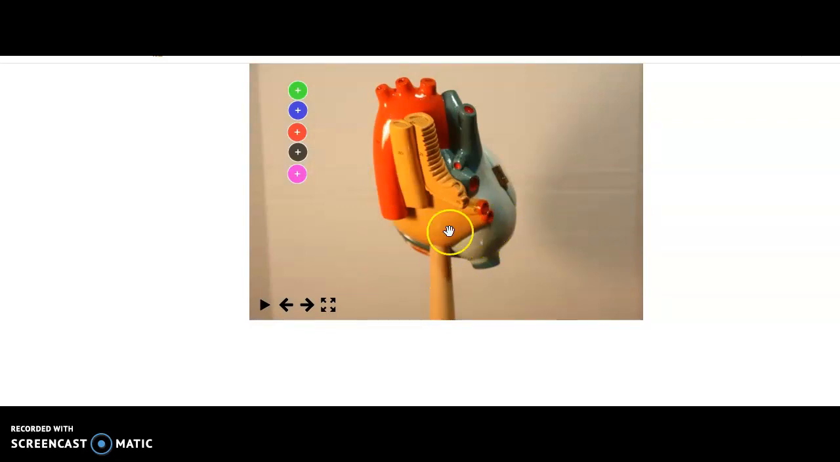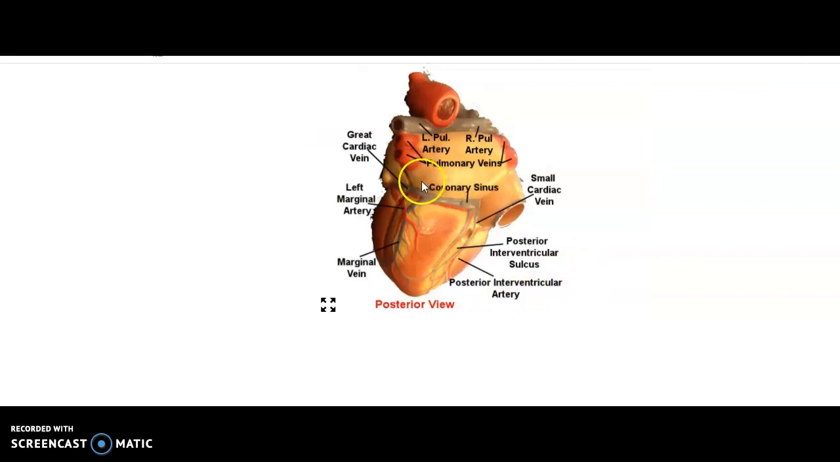And it's going to be really hard seeing what is there. So here's the posterior of the heart. There is where the great cardiac vein and the small cardiac vein and the middle cardiac vein drain into the coronary sinus. And it's going to drain into the right atrium, which would be right about there. We have a sulcus on the back right here. In this sulcus, we have the right coronary artery that branched from the marginal. That artery is the posterior interventricular artery now. It goes down the posterior interventricular sulcus.